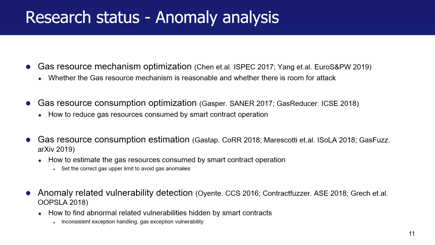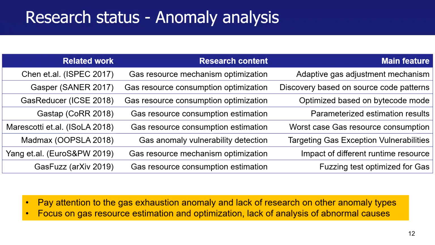For the anomaly analysis, there are also some publications covering gas resource mechanism optimization, gas resource consumption optimization, gas resource consumption estimation, and anomaly-related vulnerability detection. Here is another list of publications which pay more attention to the gas exhaustion anomaly, and there is a lack of research on other anomaly types. Most focus on gas resource estimation and optimization, but lack analysis of abnormal causes.